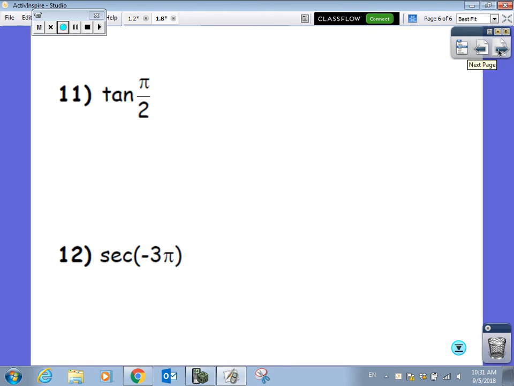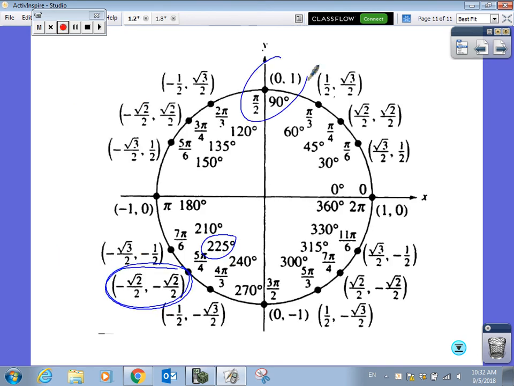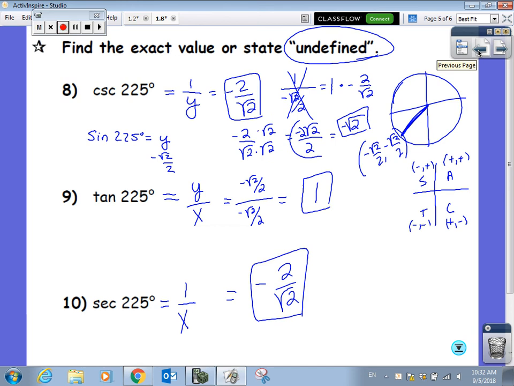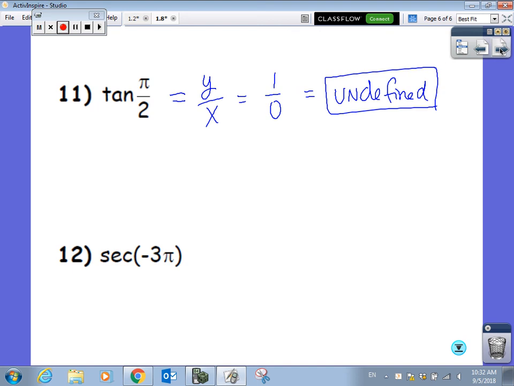All right, tangent of pi over 2. Pi over 2 is on our unit circle, so we're going to think in terms of x and y. Y over x. So we look up here. There's pi over 2. Y is 1. X is 0. So that is 1 over 0. That 1 over 0 is not an acceptable answer. That would be undefined. The directions told us what to write: find the exact value or state undefined. I'm going to do what the directions ask me to do. Abbreviation is fine. UND, I don't care if you abbreviate. UND or write out undefined.